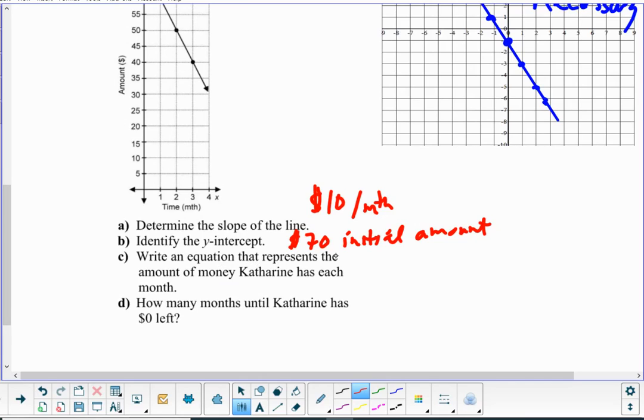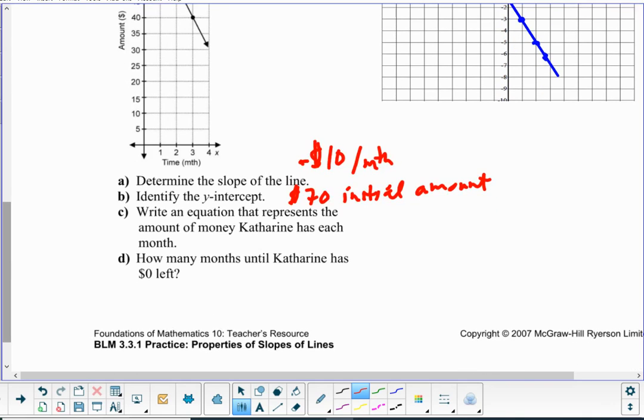And write an equation that represents the amount of money that Catherine has. Now, I've actually made a mistake here. Can anyone catch what my mistake was? Come on, guys, you're on top of this. This is a negative. We're losing $10 every month. So that's important to note. All right, so we have y equals negative 10x plus 70.